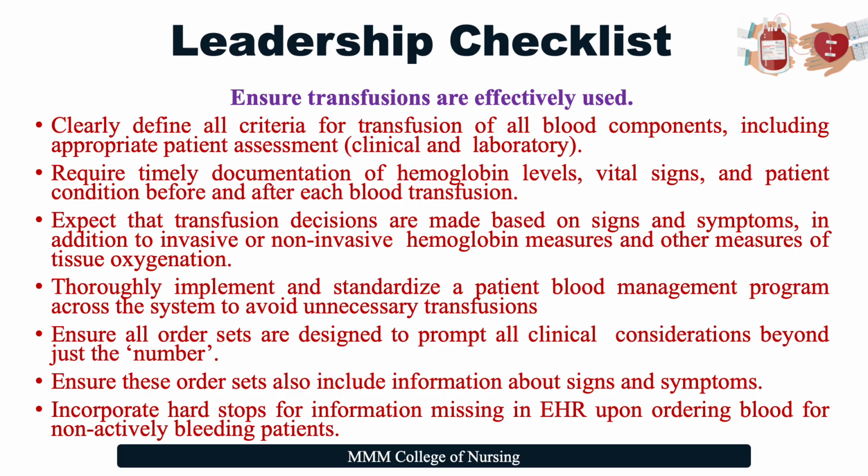Expect that transfusion decisions are made based on signs and symptoms, in addition to invasive or non-invasive hemoglobin measures and other measures of tissue oxygenation. Thoroughly implement and standardize a patient blood management program across the system to avoid unnecessary transfusions, and ensure all order sets are designed to prompt all clinical considerations beyond just the number. Ensure these order sets also include information about signs and symptoms. Incorporate hard stops for information missing in the electronic health record upon ordering blood for non-actively bleeding patients.